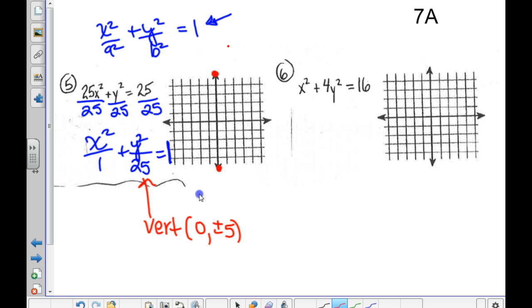And where are the co-vertices, as this book calls them, or the ends of the minor axis? Yep, the square root here. So plus or minus 1, 0. I think you said that backwards, but I knew what you meant. Okay? Right, that's what it looks like.